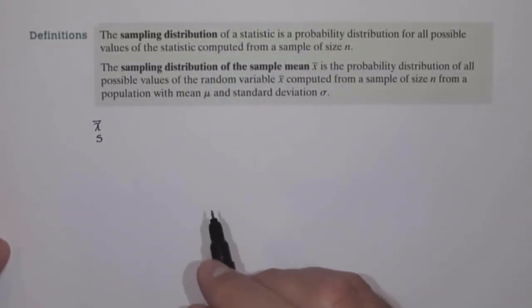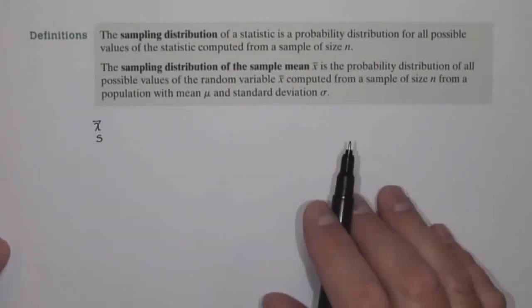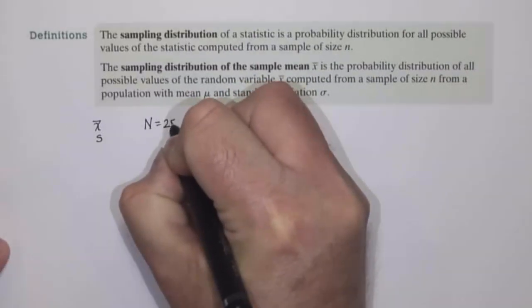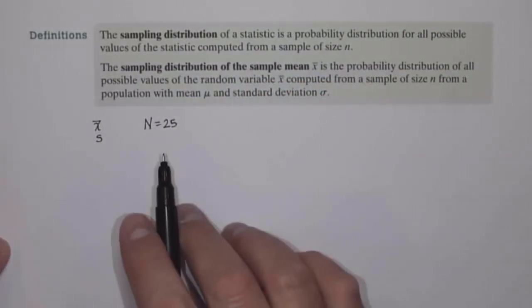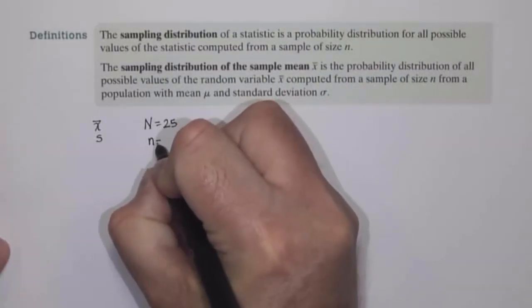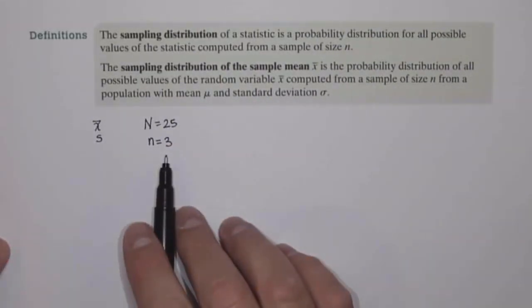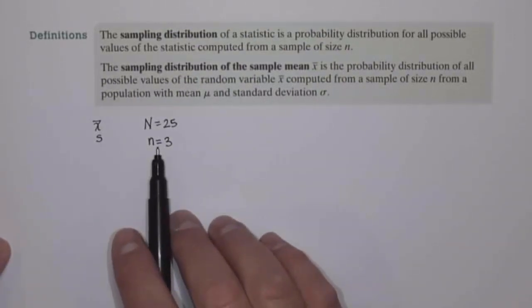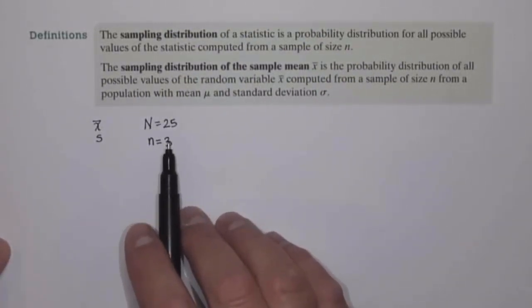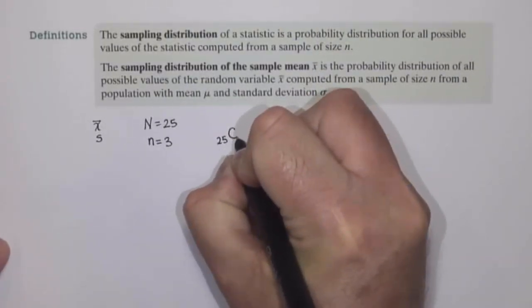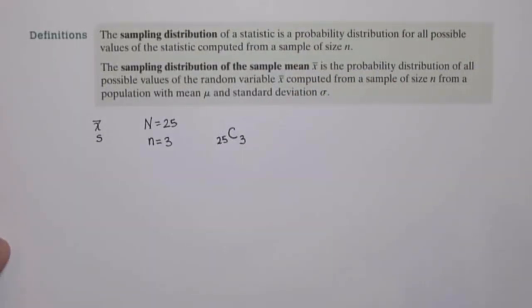Well, suppose we had a population, and let's make the population small. Let's say we had a population that had 25 individuals in it. And suppose we were going to select samples of size 3 from that population. So lowercase n is going to equal 3. Well, then how many different samples would be possible? Well, we've learned how to do that. This would be a combination problem. So this would be the combination of 25 choosing 3 individuals at a time.